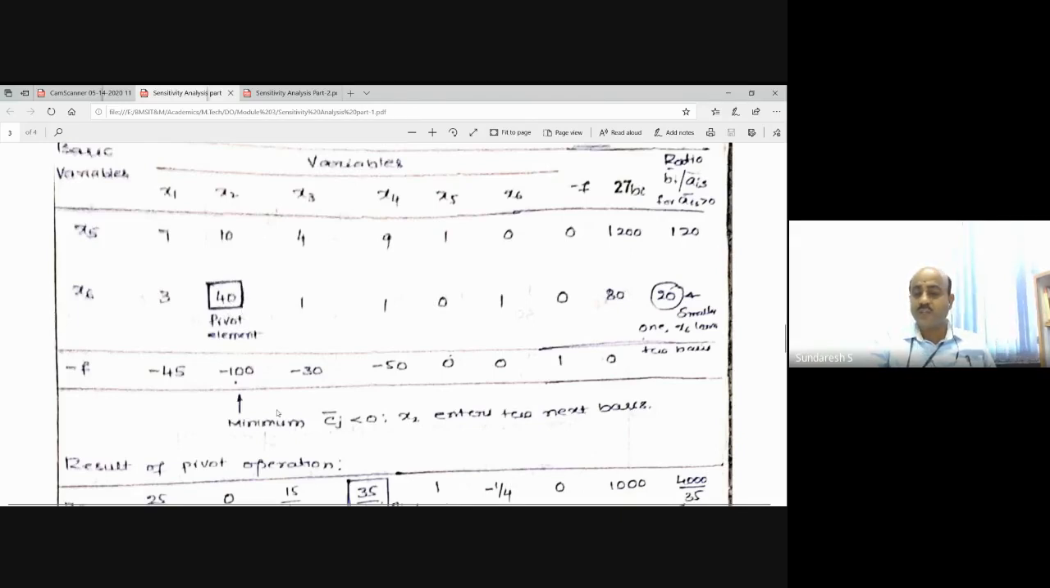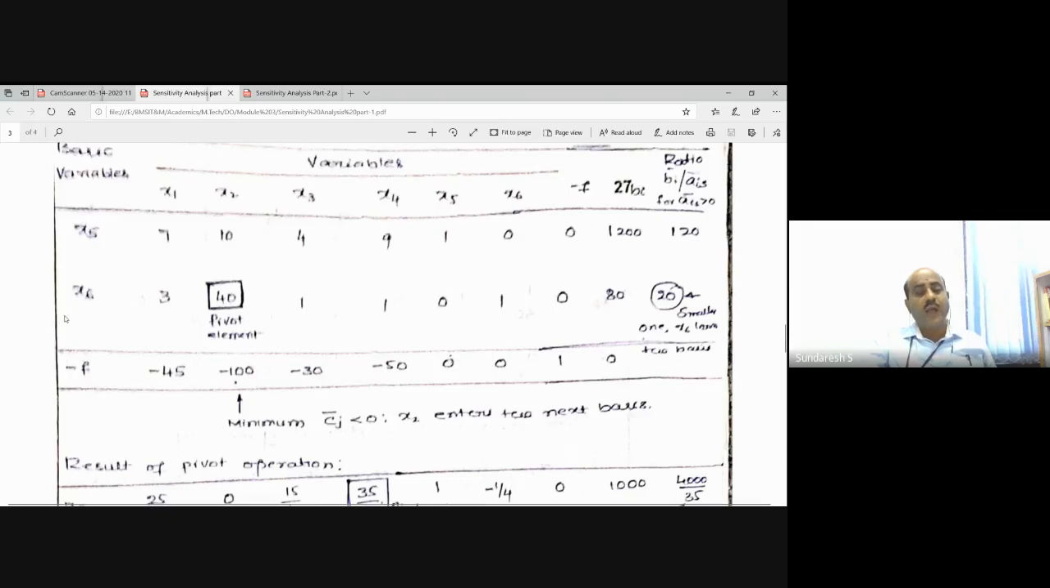I think everything has been written here. Minimum Cj less than 0, so x2 enters the basis. In this pivot column, the variable is x2, so x2 will enter the basis, whereas in the pivot row, the basic variable is x6, so this will leave the basis.